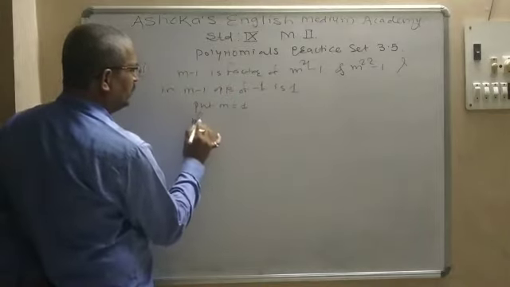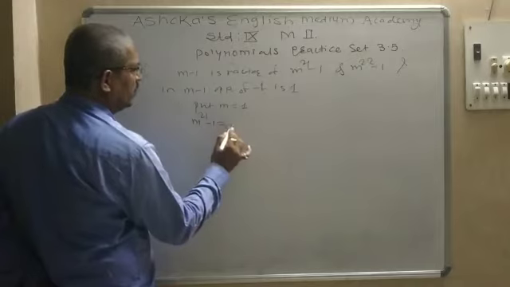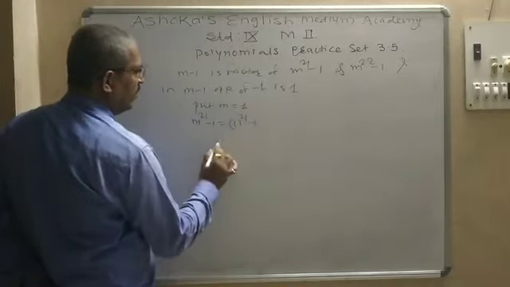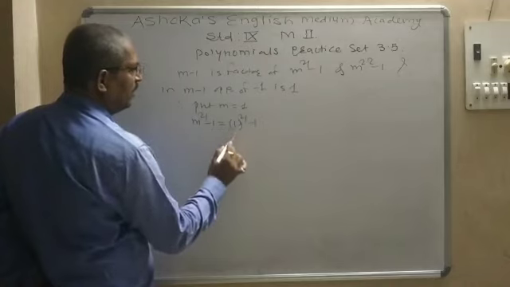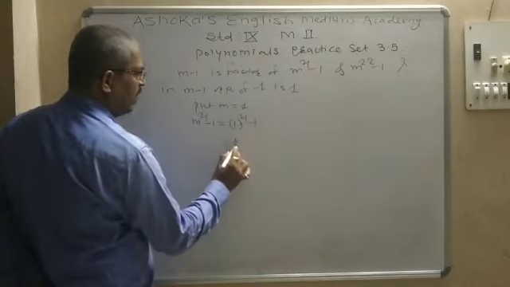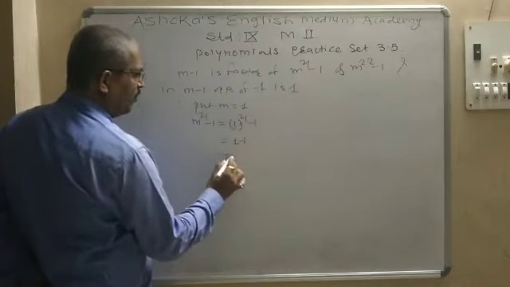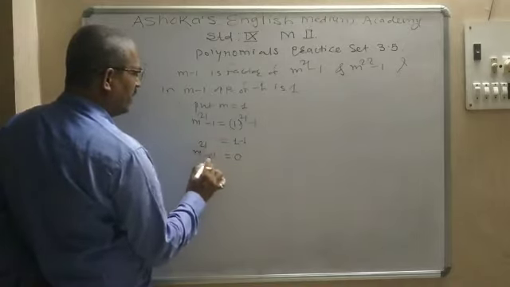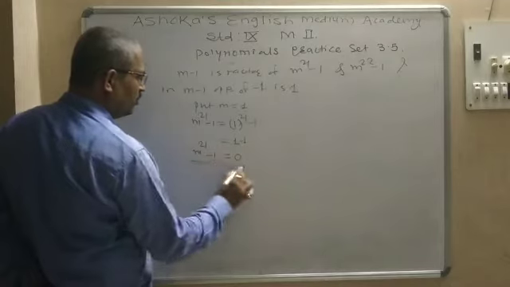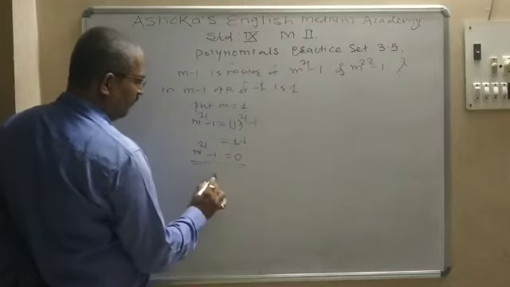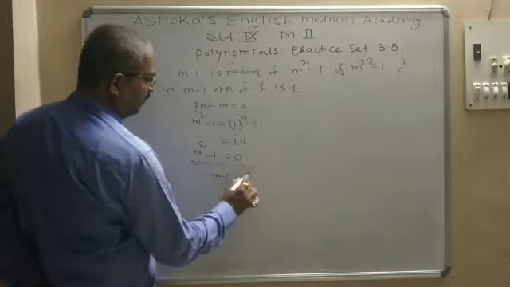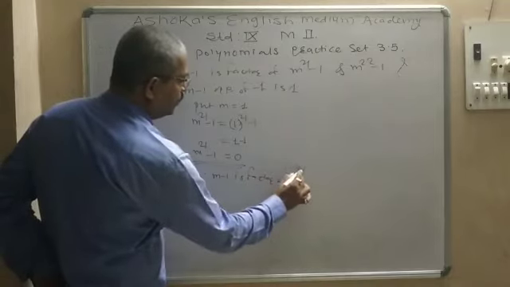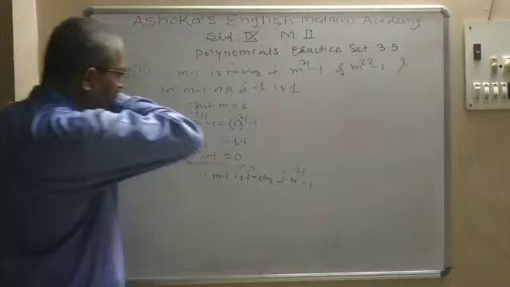Therefore, m raised to 21 minus 1 is equal to 1 raised to 21 minus 1. What will you get? 1 raised to 21 means 1, minus 1. What will happen? 0. So m raised to 21 minus 1 is equal to 0. Therefore, m minus 1 is a factor of m raised to 21 minus 1.